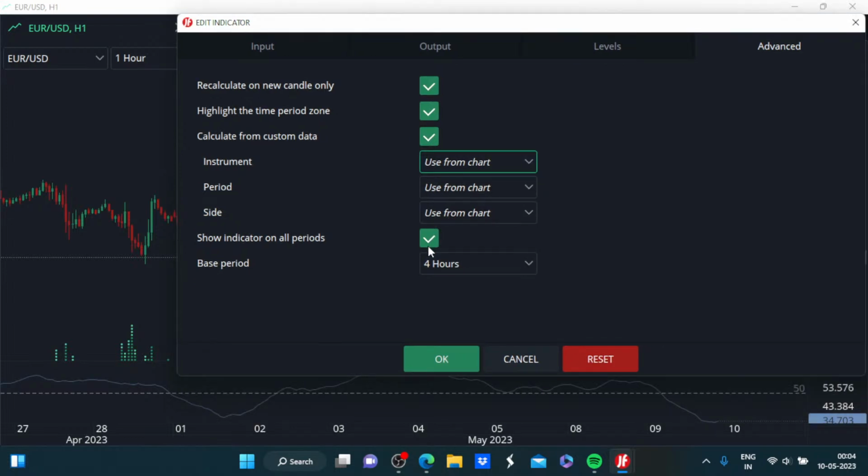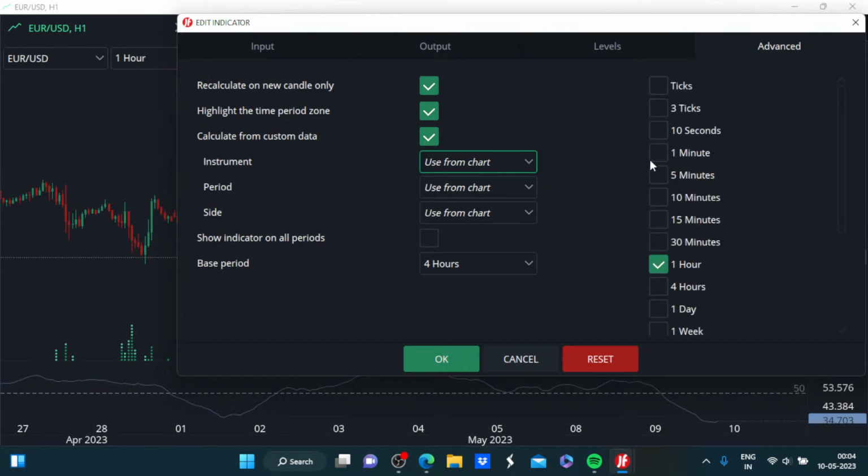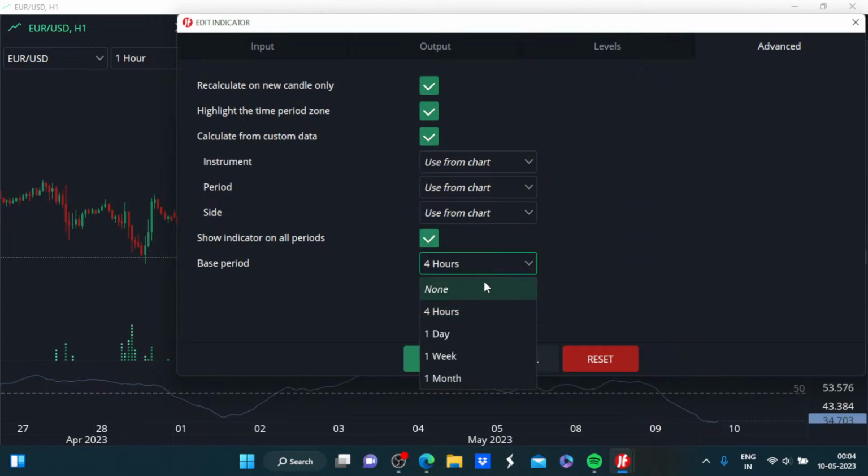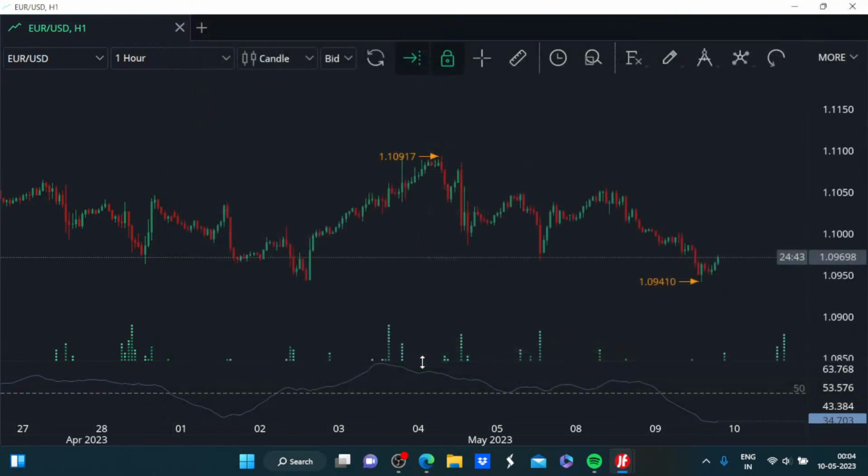If you want this indicator to be available on all the candle periods, then you have to opt in for this. Else you can specify on which particular candle period you want this indicator, and on that particular time frame it will be available. Base period can be varied as well, but it is not going to make much of an impact on this indicator's output value.